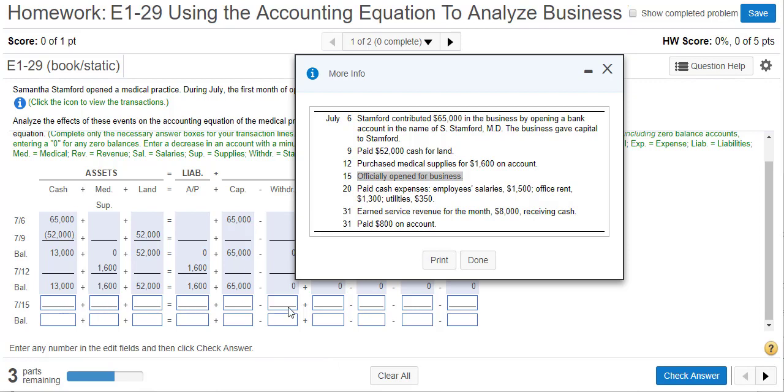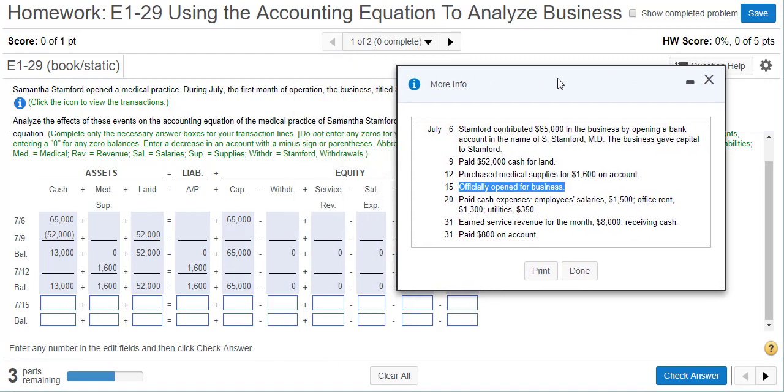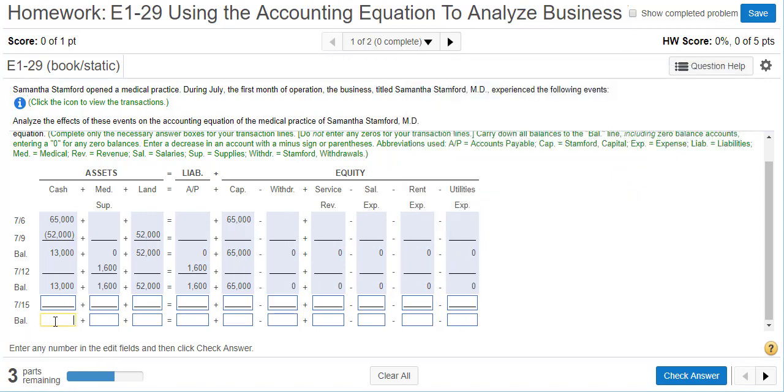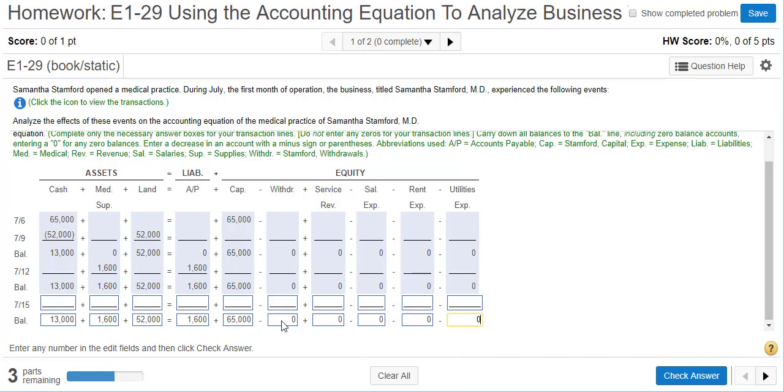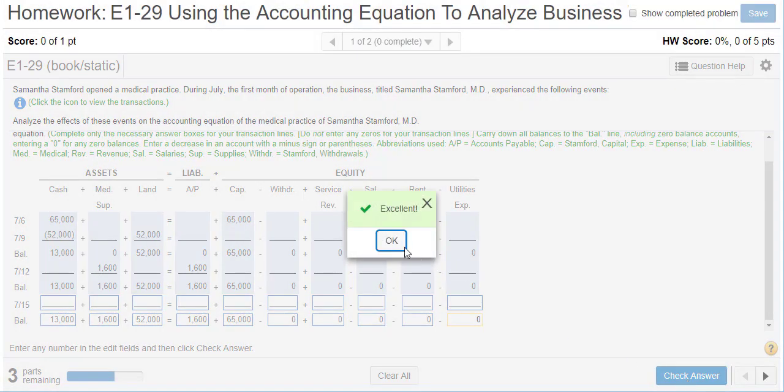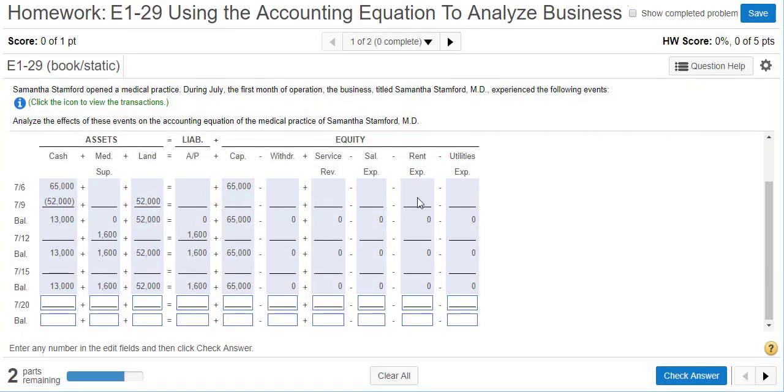So on the 15th, I'm not going to put anything in the transaction row, and then I'm just going to bring down my balances. I'm going to get this out of the way because it's bugging me. So my balances are still the same. Let me just copy and paste. Double click there, paste. Zero. I'm not going to hit the tab on the keyboard, it takes me to the next field. 0, 0, 0, 0. There we go. So the authors are trying to trick you. There was no transaction on the 15th, so you don't record anything.